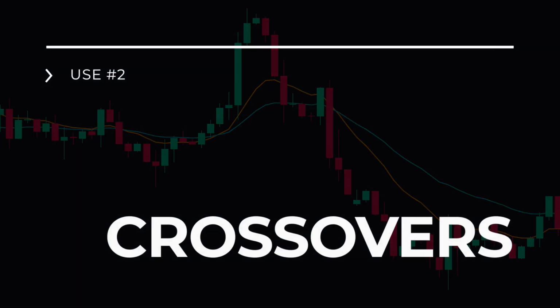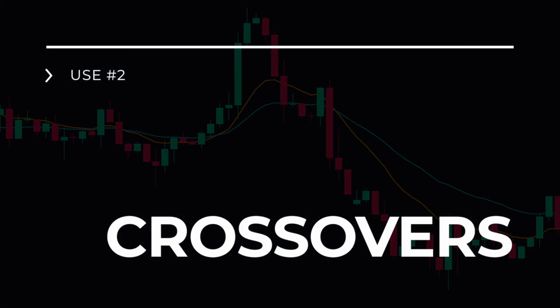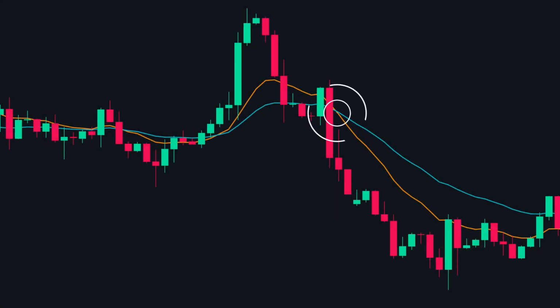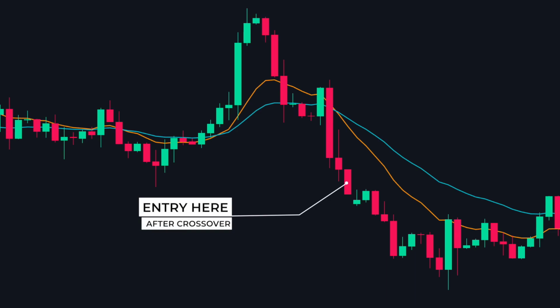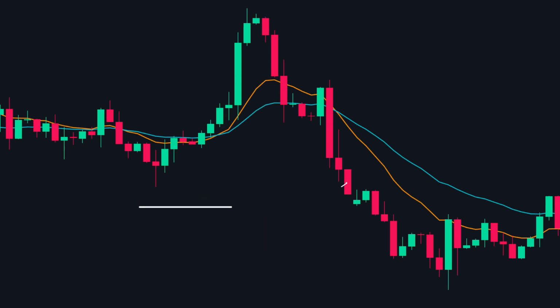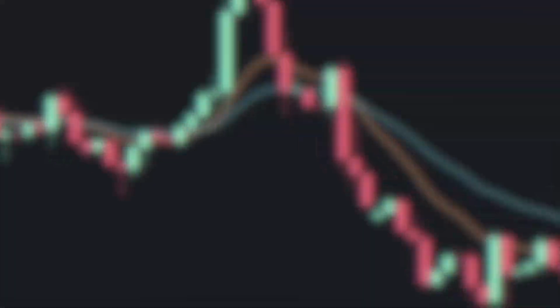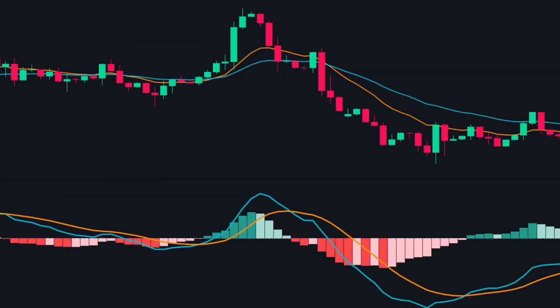Now, moving on to the second use. Use 2. Crossovers. A lot of traders like to use the moving average crossover system for their trading, but crossovers happen only after a good move in price. As a result, our entries are late, and the price has already moved a lot. To address this problem, we could use the MACD crossover. The MACD crossover can give you an early sign of a reversal. It can also provide you with better entries and smaller stop losses.